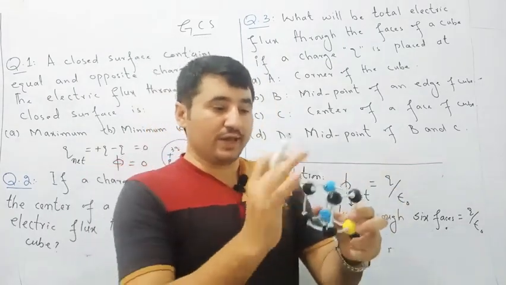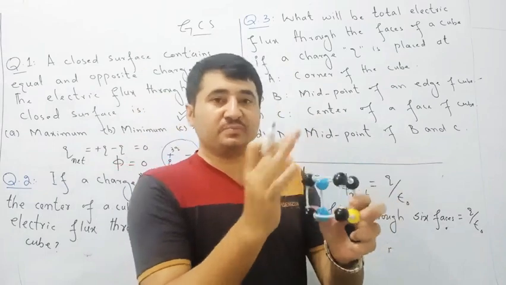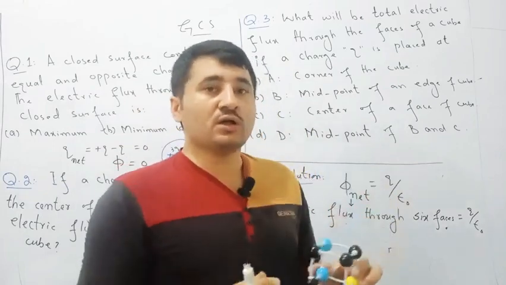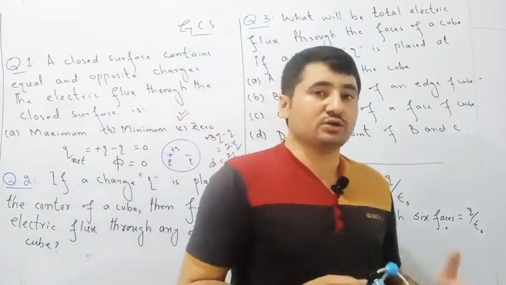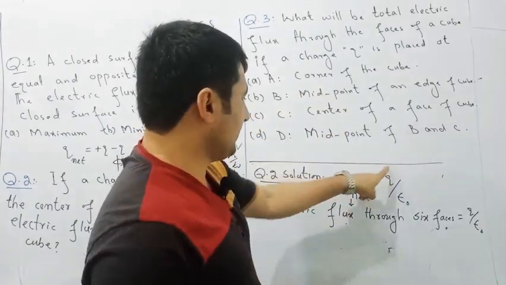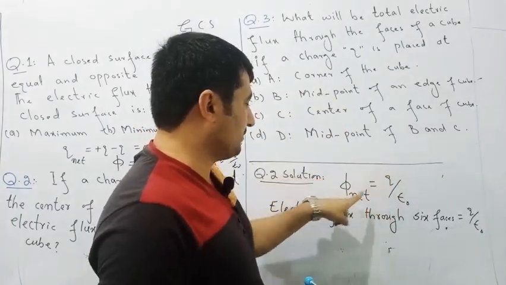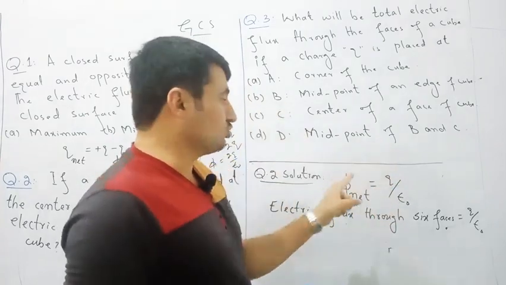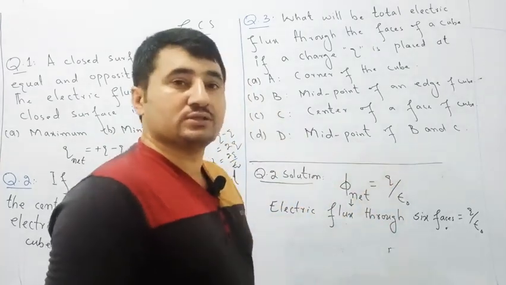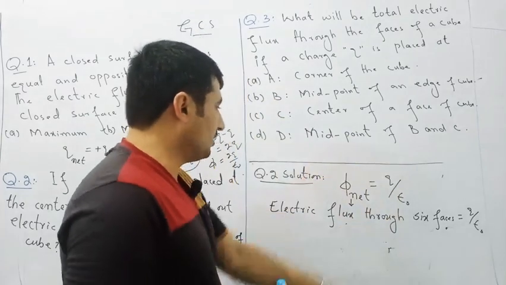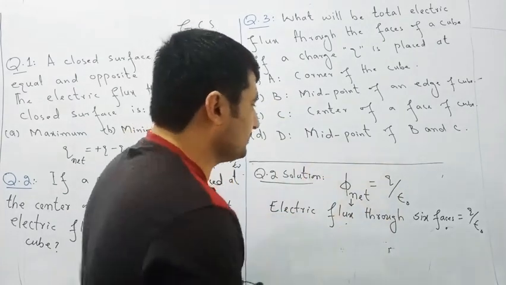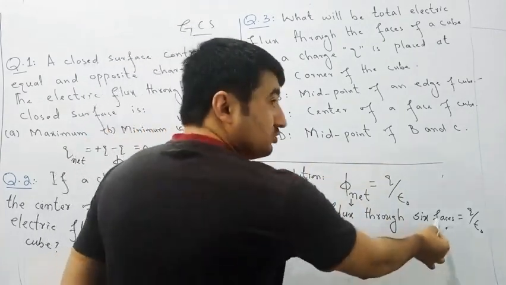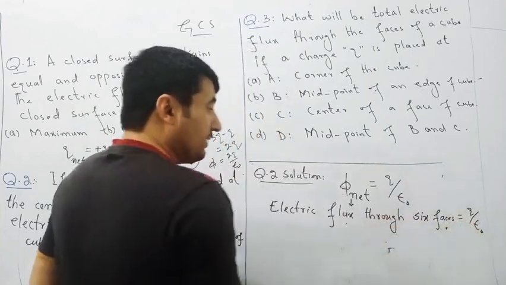You have any shape, maybe a sphere, maybe a cube, or maybe another shape. So the net electric flux is Q by epsilon naught. Maine detail mein bataya tha equation kya show karta hai. So if you study the Gauss's law lecture in detail, then I hope you can understand this thing. Electric flux through the 6 faces is equal to Q by epsilon naught.